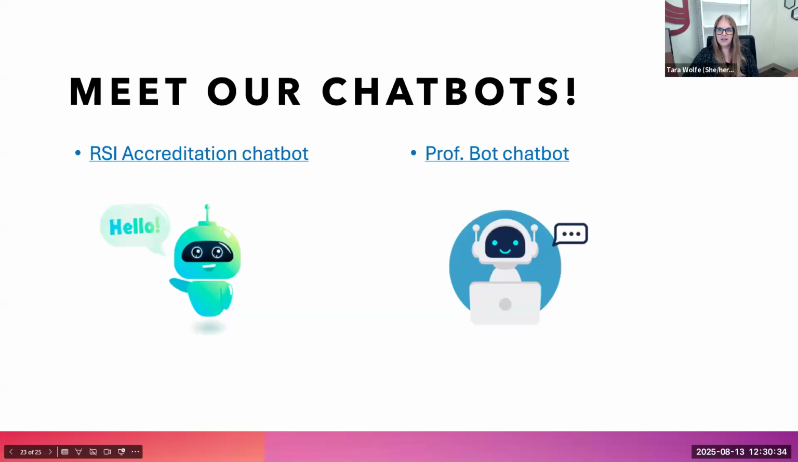To finish up here, some of these slides, if you're with us this morning, you've already seen. But distance learning has worked to make these two chatbots. We have an RSI accreditation chatbot. If you want to ask questions about RSI or requirements, it has been fed information from ACCJC's website and our own RSI information from the Delight Committee. And so it is very focused on Sierra College.